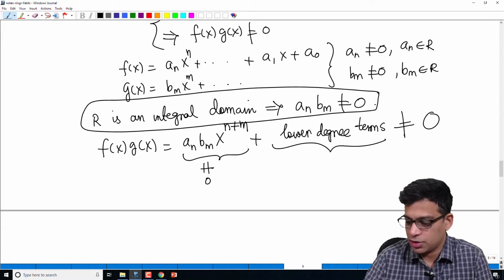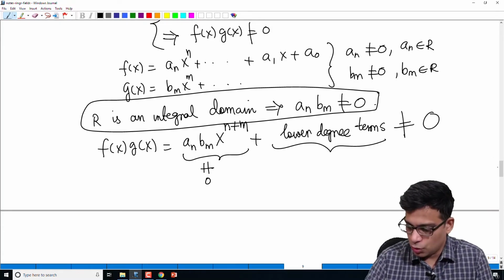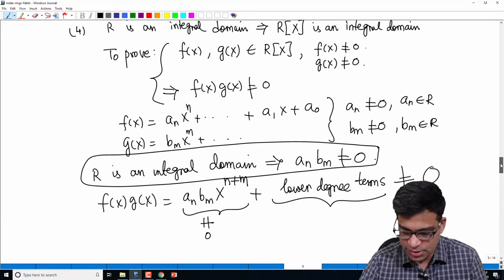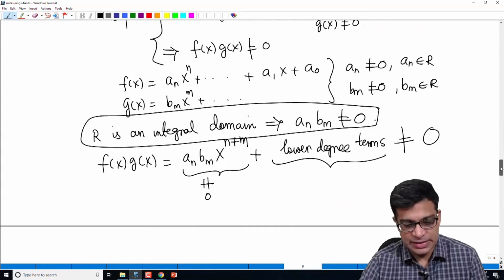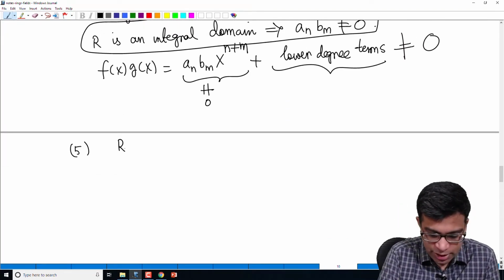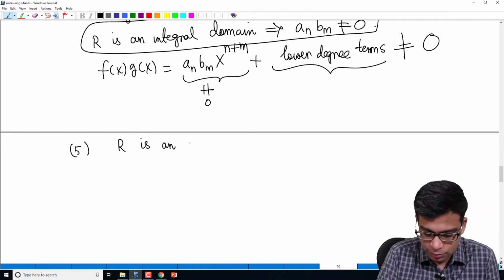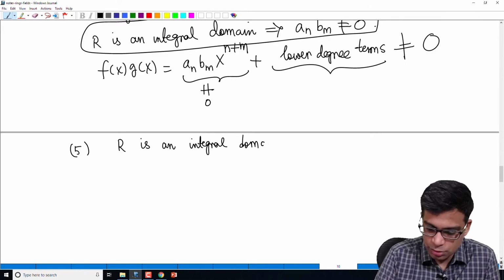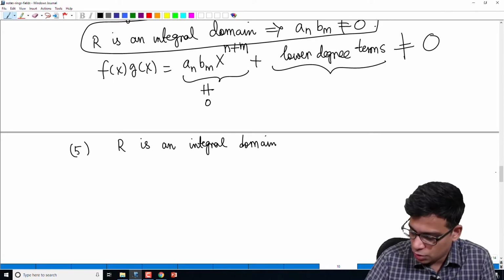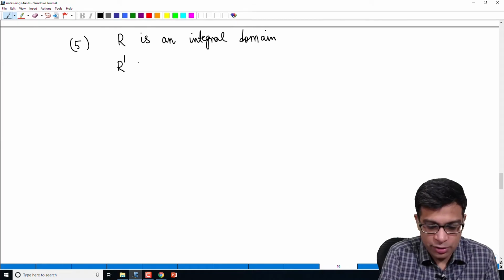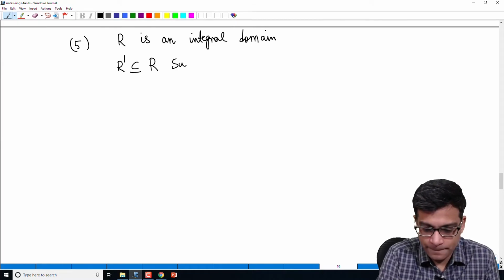So R being an integral domain is of course important. If not, then R[x] can't be an integral domain, because R sits inside R[x]. So as an easy example, another example related to my remark just now: if R is an integral domain and let's say R prime is a subring of R.